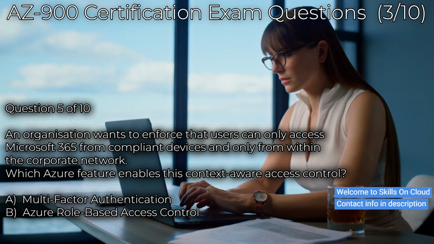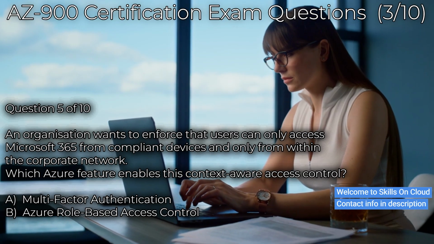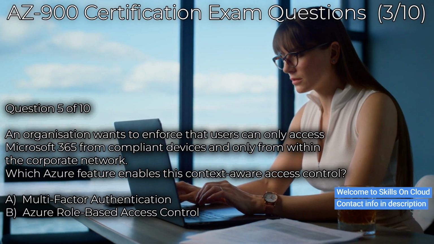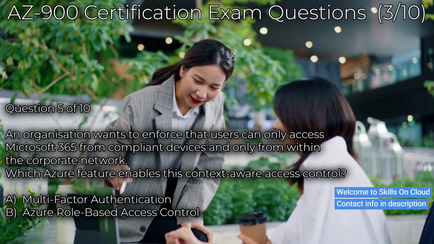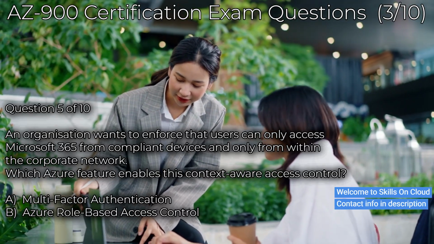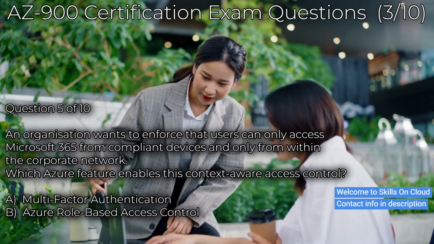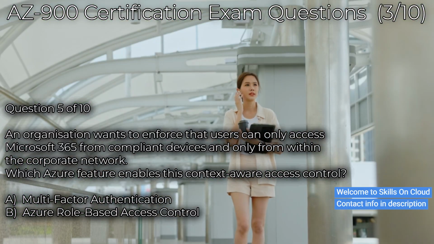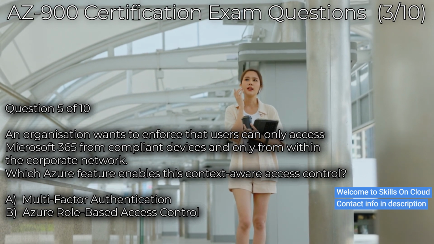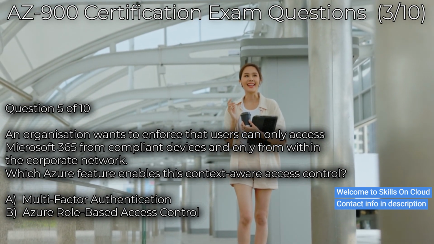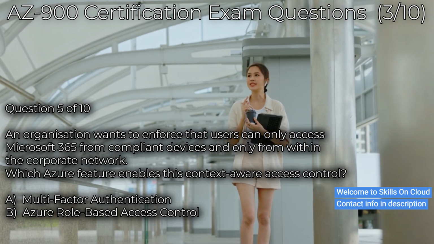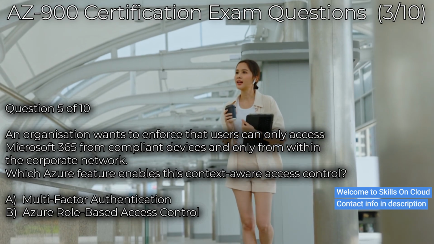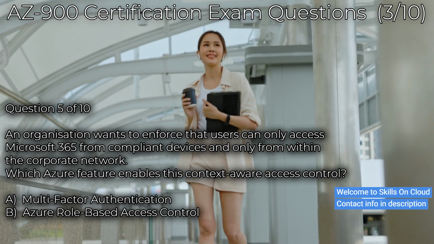The answer is C, Microsoft Entra Conditional Access. Conditional Access is an identity-driven policy engine that evaluates signals such as user identity, device compliance state, location, and application being accessed, and then enforces access controls like blocking access, requiring MFA, or requiring a compliant device. It is the feature that lets you say, only allow access if the device is compliant and the user is on the corporate network.